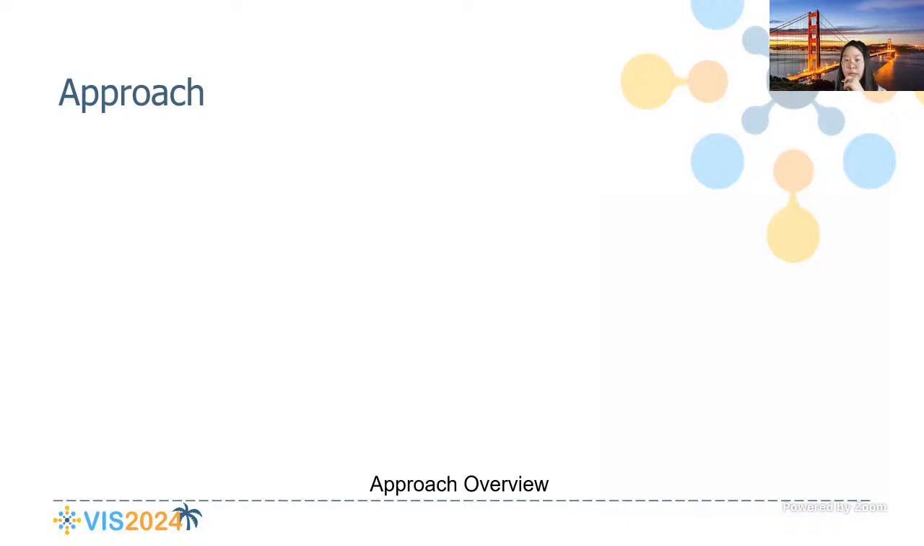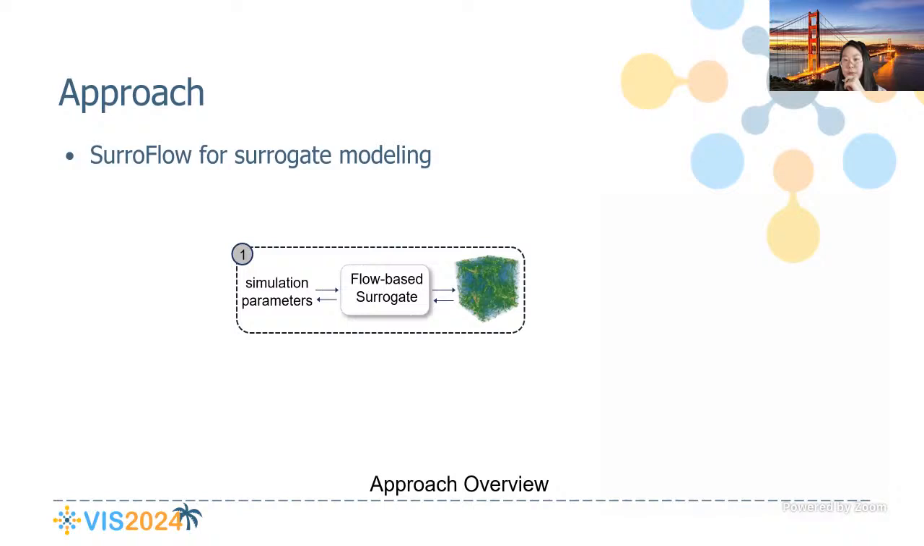Our framework contains three components. The first component is SurroFlow, a normalizing flow-based surrogate model with the ability of uncertainty quantification and bidirectional prediction. Once well trained, scientists can use it to predict the simulation output by taking the simulation parameters. It can also predict the simulation parameters given the simulation output.